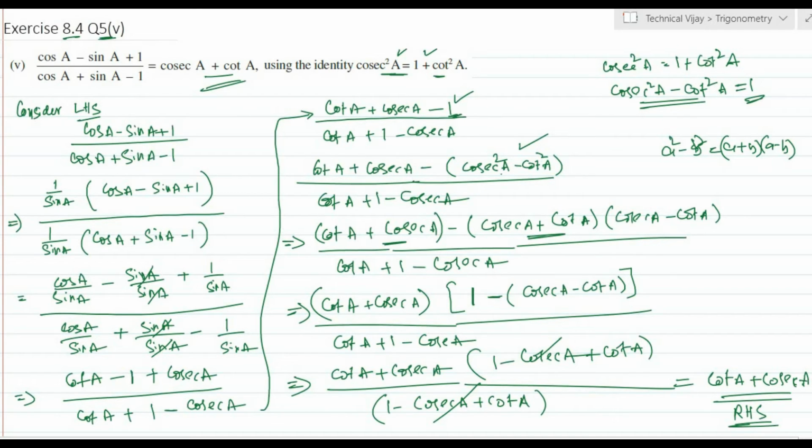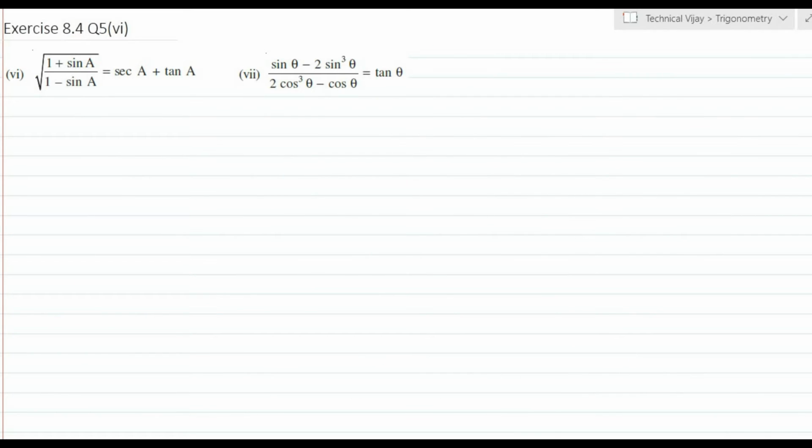Now we will go for the next one. Exercise 8.4, question number 5, in that sixth portion. We have to prove that this is equal to this, that is LHS equals RHS. So consider LHS.